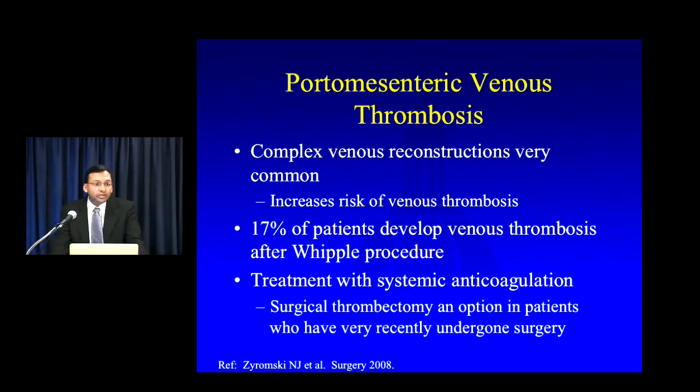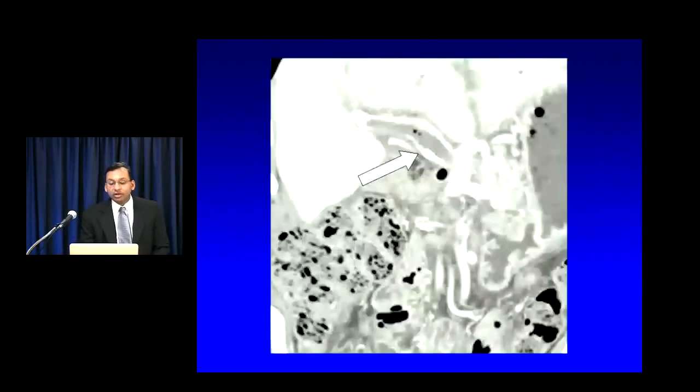So if you look at the traditional literature, it says that 17% of patients with a Whipple procedure develop venous thrombosis, and I'd say that's probably an underestimate, given that we've only in the last few years started seeing these more and more complex venous reconstructions. Now, in most cases, patients with portomesenteric venous thrombosis will be treated with systemic anticoagulation, but in the immediate postoperative setting, surgical thrombectomy is theoretically an option.